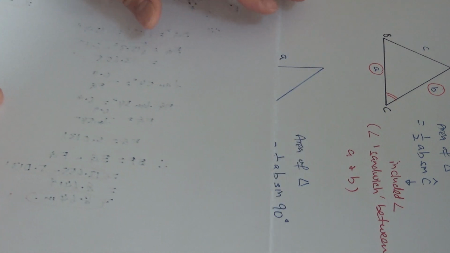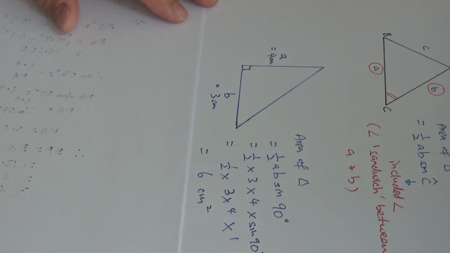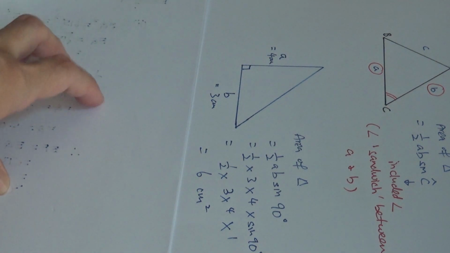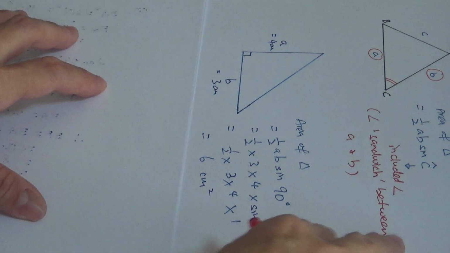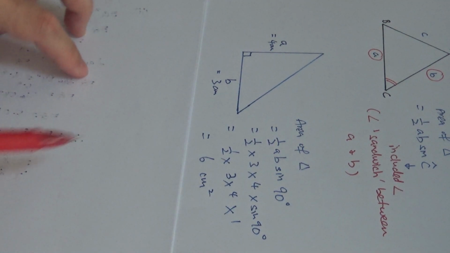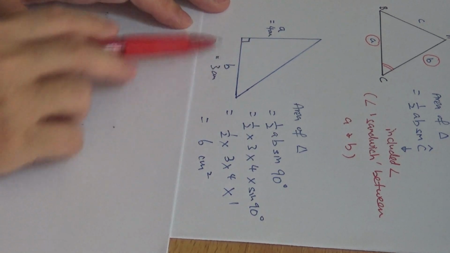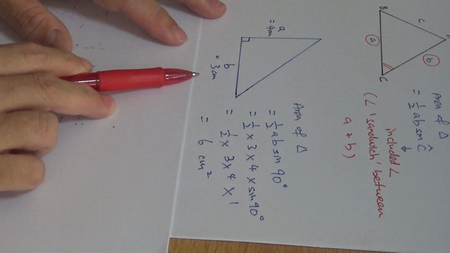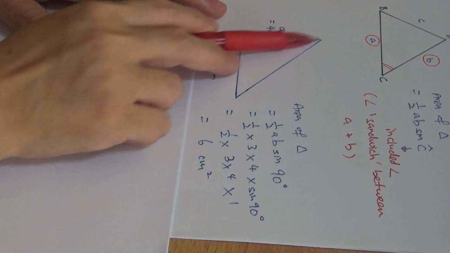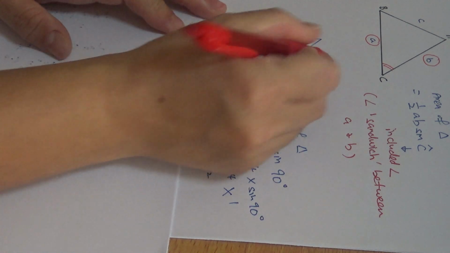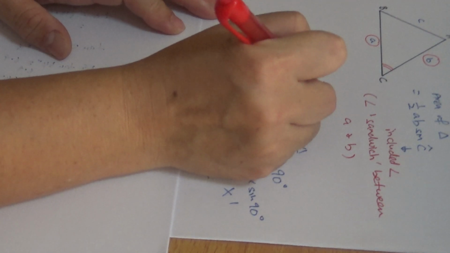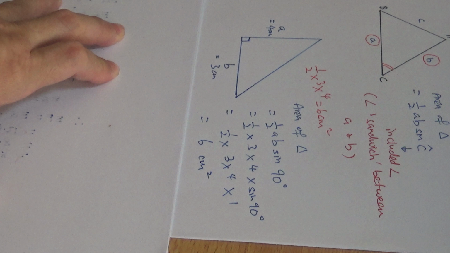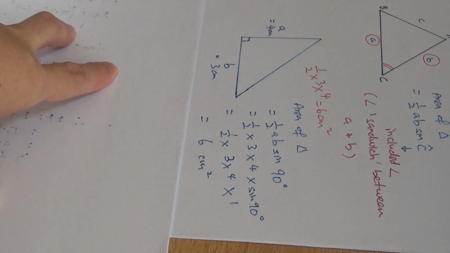Now, first of all, let us see how the formula is related to half times base times height. If we have a triangle and it's 90 degrees here, and we know that this is 4 cm and this is 3 cm, how do I find the area of this triangle? Many people will tell me it is half times 3 times 4, which will give me 6 cm squared. That means it's half times base times height.